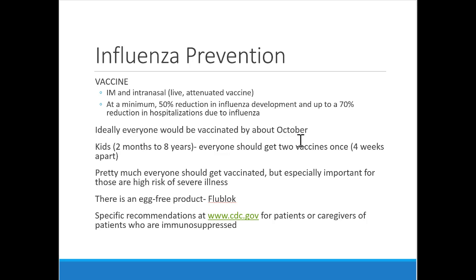So usually it's thought that if you've got the vaccine, you're going to have a more mild influenza if you do happen to get the flu during that year. Kids 2 months to 8 years should get 2 vaccines once. And then adults will get the once yearly vaccine. And pretty much everyone should get vaccinated. There's really very few contraindications, and there's even an egg-free product here.